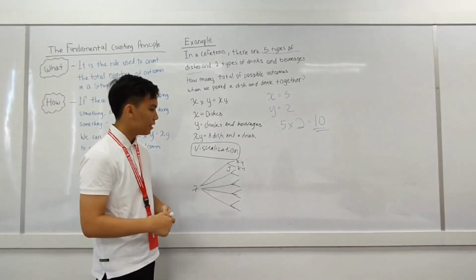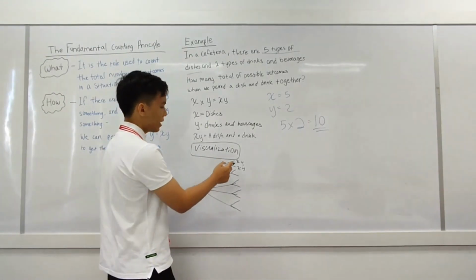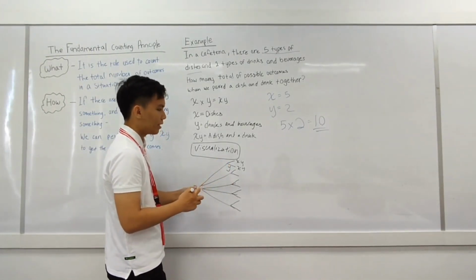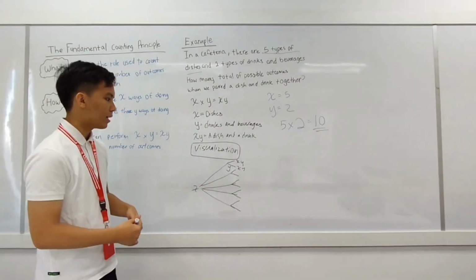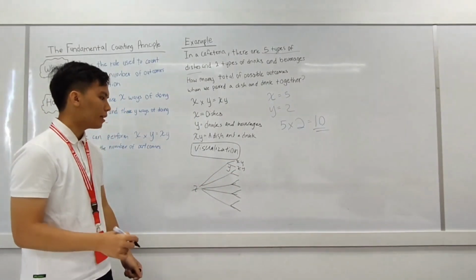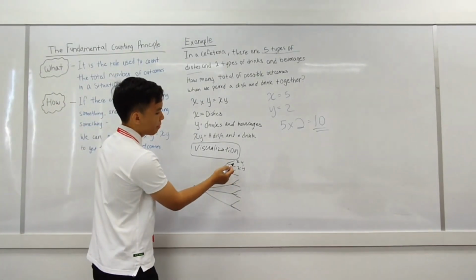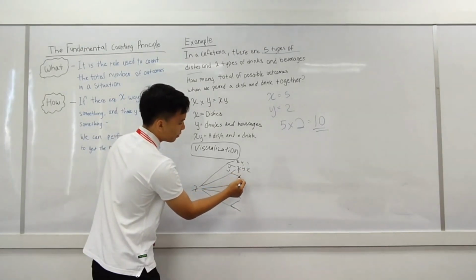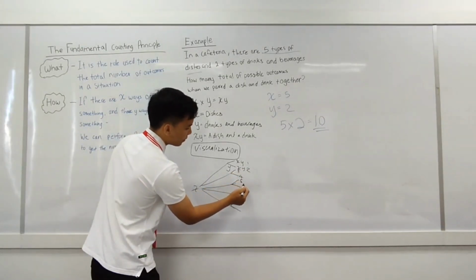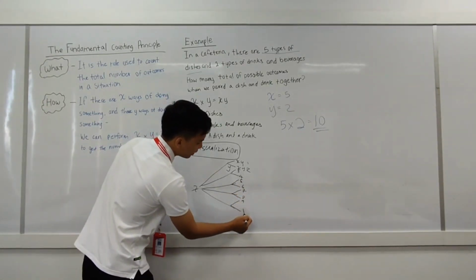As you can see here, for each branch there will be another 2 branches. And then the last branch will symbolize XY. If we count how many branches we have at the end, we will have 1, 2, 3, 4, 5, 6, 7, 8, 9, 10.